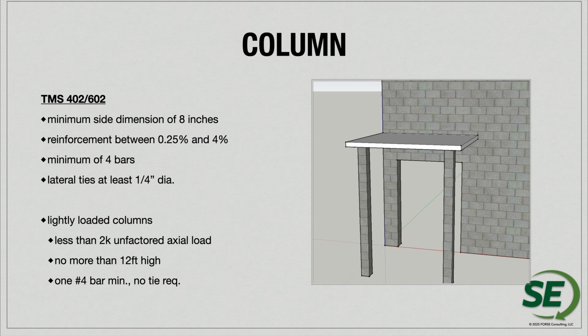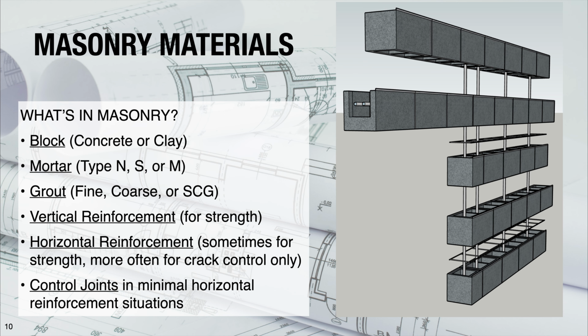Lightly loaded columns would be columns that have a 2,000 pound or less unfactored axial load, not more than 12 feet high. And when you have those situations with lightly loaded columns, you can simply use one number 4 bar and no ties in that situation.